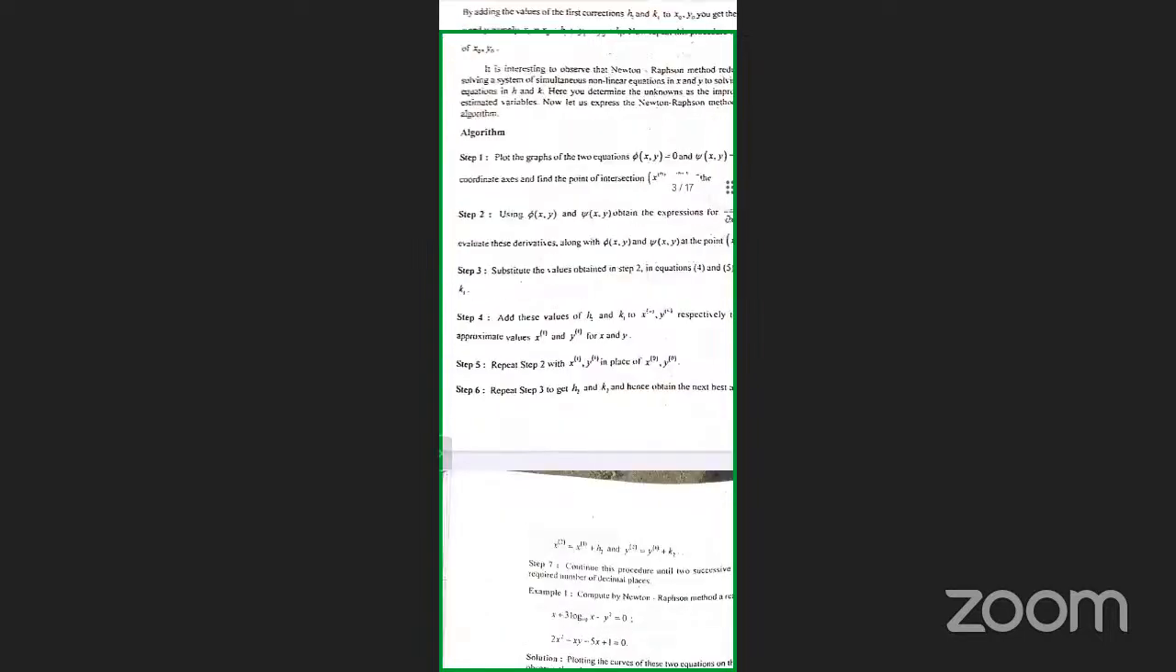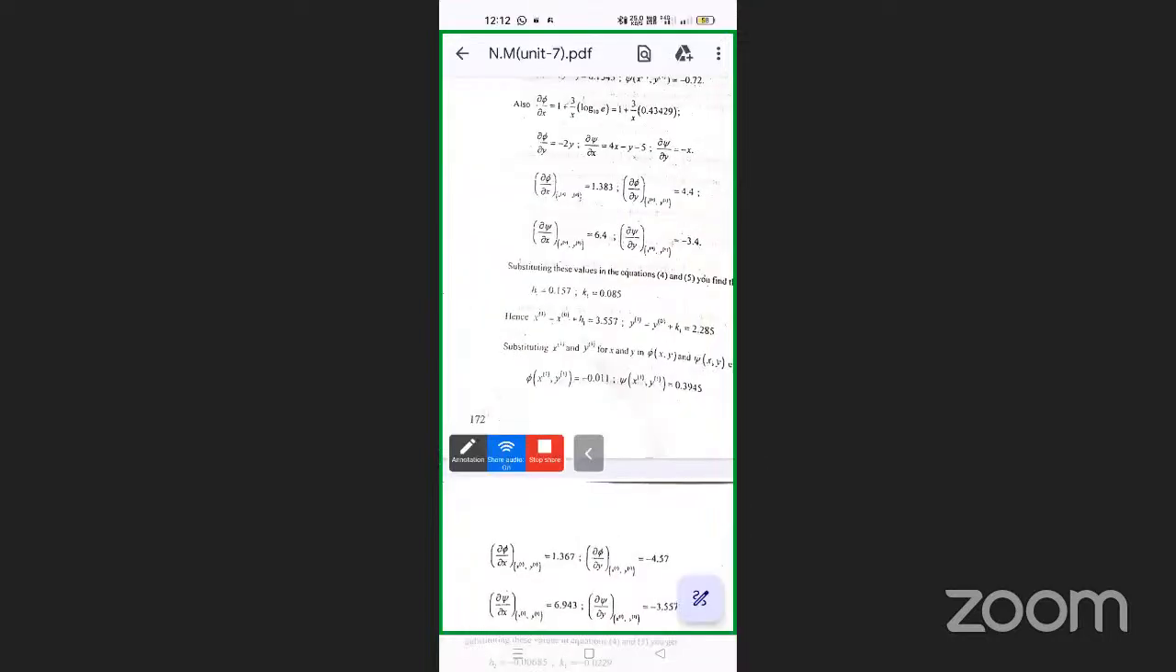So here h1, x1. These are the x1, y1. x1 is equal to x0 plus h, and y1 is equal to y0 plus k. These are the two formulas. Here the difference is 2.285, 3.357. So this is the first iteration of x1, and this is the first iteration of y1.